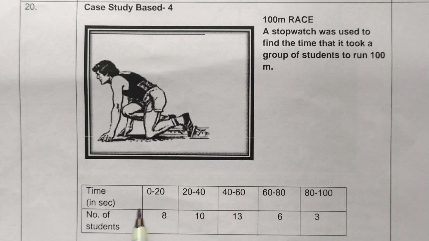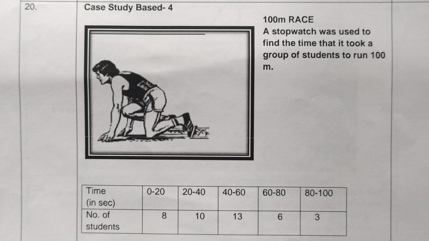So 0 to 20 seconds is taken by 8 students. Then 20 to 40 seconds is taken by 10 students. 40 to 60 seconds, 13 students. And 60 to 80 seconds are taken by 6 students. And 80 to 100 seconds are taken by 3 students. So if I add all these students, then these are 40 students. Okay. So let's see what the questions are on this.